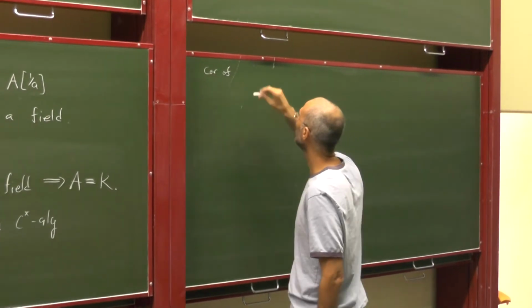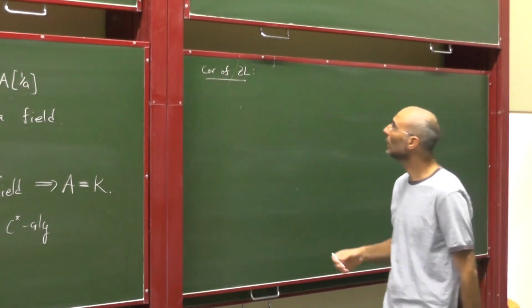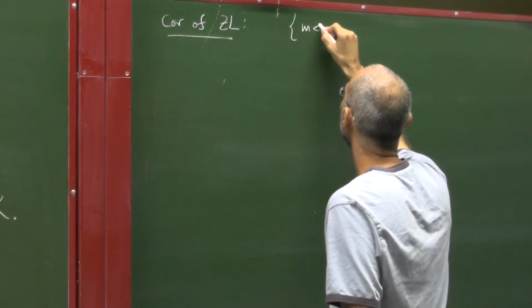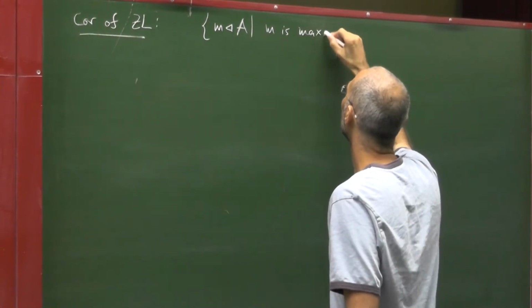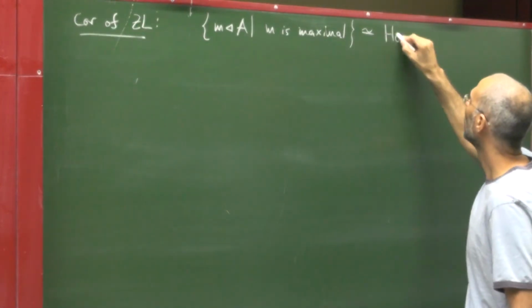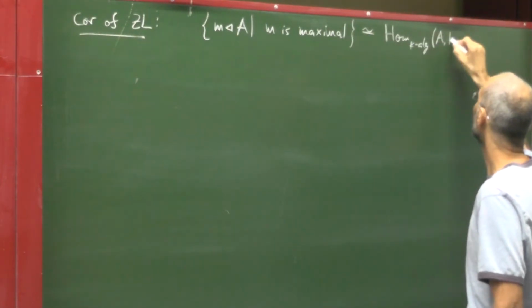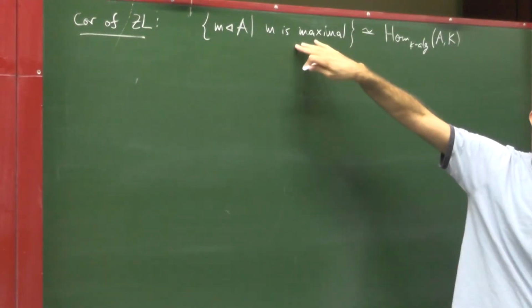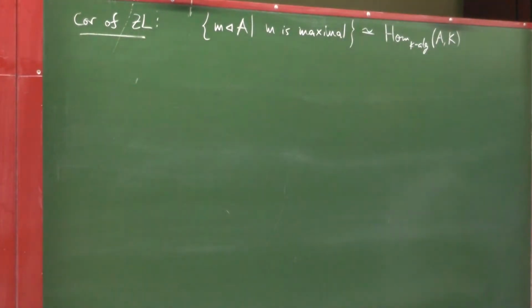Let me write down the remark that we made. The corollary of the Zariski lemma is that the collection of M in A such that M is maximal is naturally isomorphic with all homomorphisms of K-algebras from A to K. Again, a priori, without the Zariski lemma, this would be all homomorphisms from A to fields. And those fields that you will get are K, always.